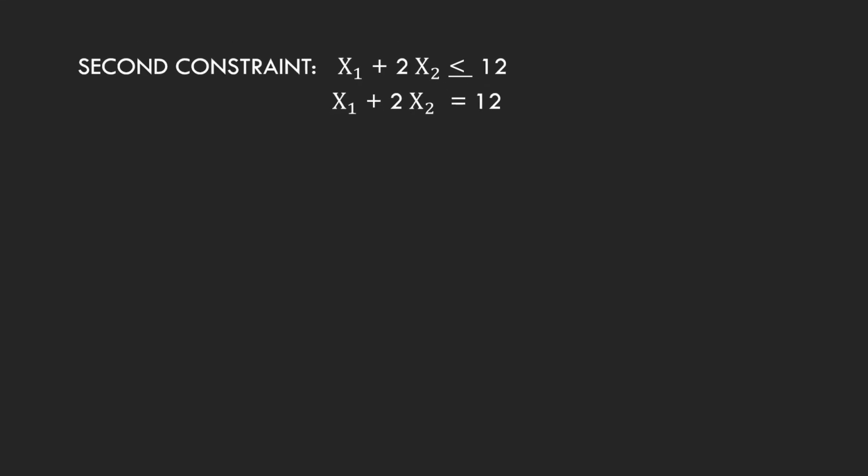For the second constraint, x1 plus 2x2 is equal to 12. Let x1 is equal to 0 and solve for x2.